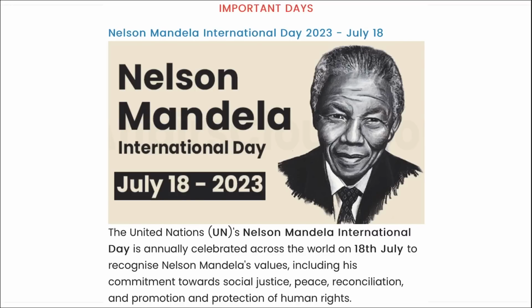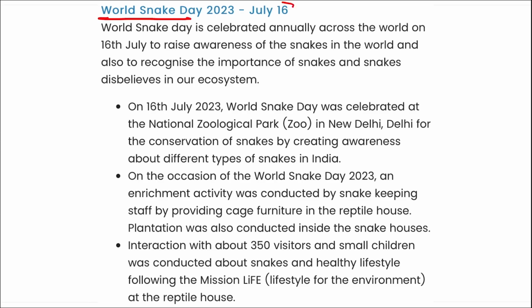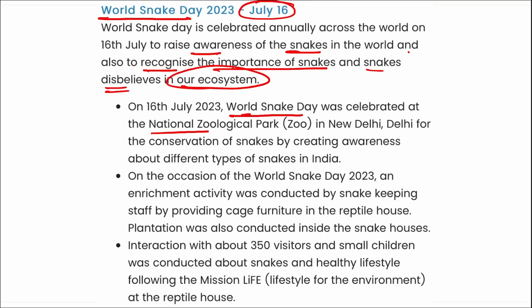Next is World Snake Day. When do we observe this? On 16th of July. It is to create awareness of the snakes in the world and to recognize the importance of snakes in our ecosystem, right? World Snake Day was celebrated at the National Zoological Park in New Delhi, and on the occasion of World Snake Day, an enrichment activity was conducted by snake keeping staff for providing cage furniture in the reptile house. Plantation was also conducted inside the snake house, right?